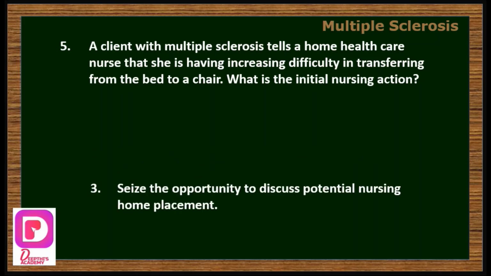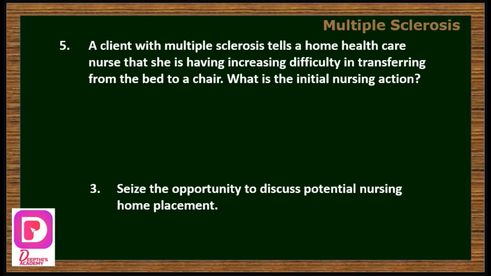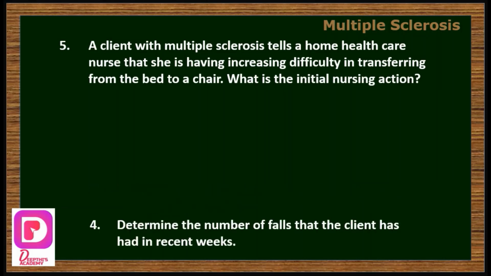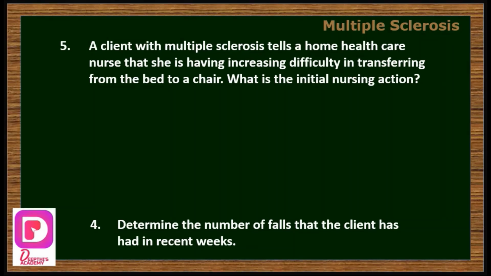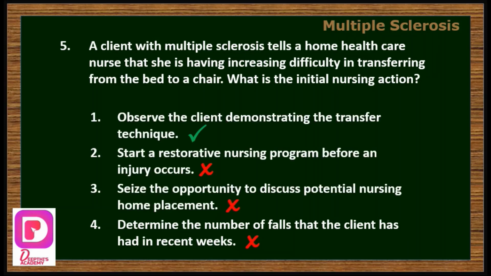Let's see option number 3. Seize the opportunity to discuss potential nursing home placement. Discussing nursing home placement would be inappropriate in view of the information provided in the question. So option number 3 is wrong. Let's see option number 4. Determine the number of falls that the client has had in recent weeks. Determining the number of falls is another important intervention, but observing the transfer technique should be done first. So option number 4 is also wrong. Hence, we must say the first option, that is observe the client demonstrating the transfer technique, is the right answer.